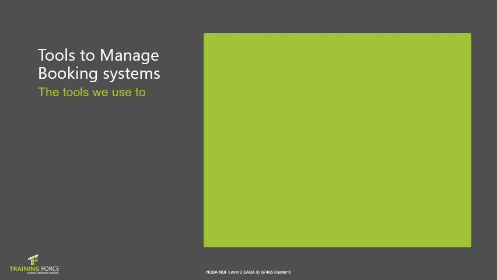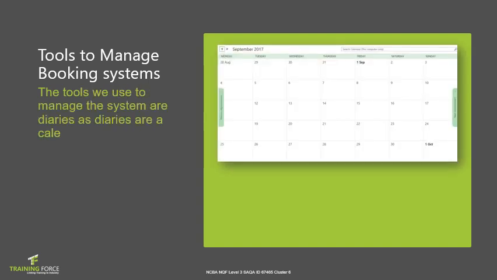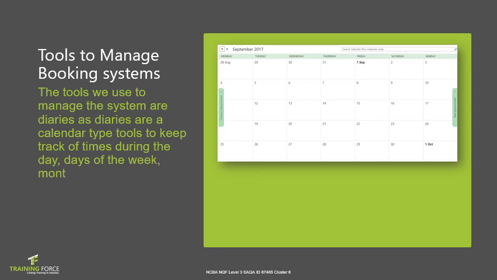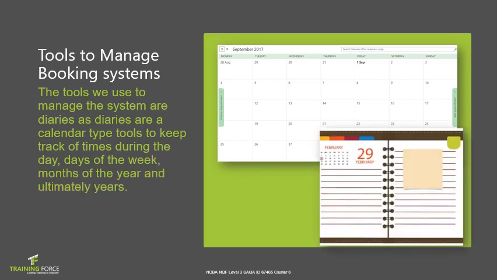The tools we use to manage the system are diaries, as diaries are calendar type tools to keep track of times during the day, days of the week, months of the year, and ultimately years. Software applications like MS Outlook provide a valuable calendar tool to assist in managing and controlling booking systems.